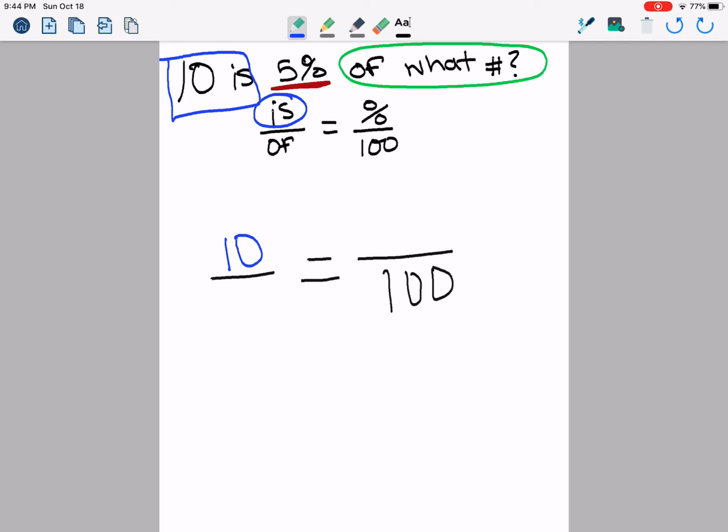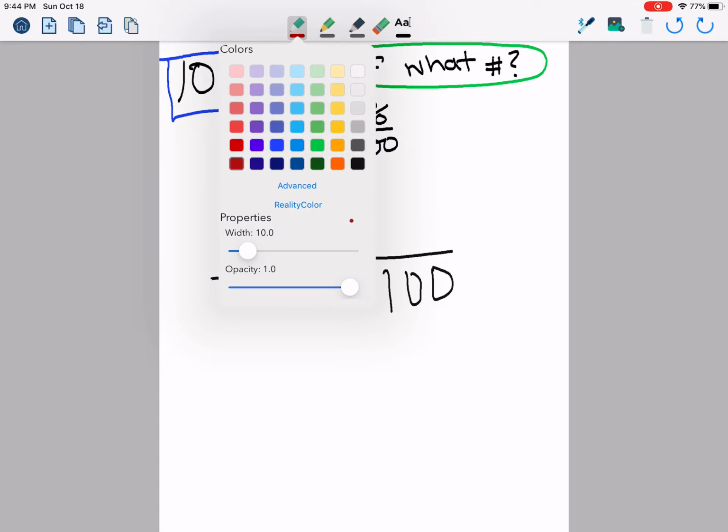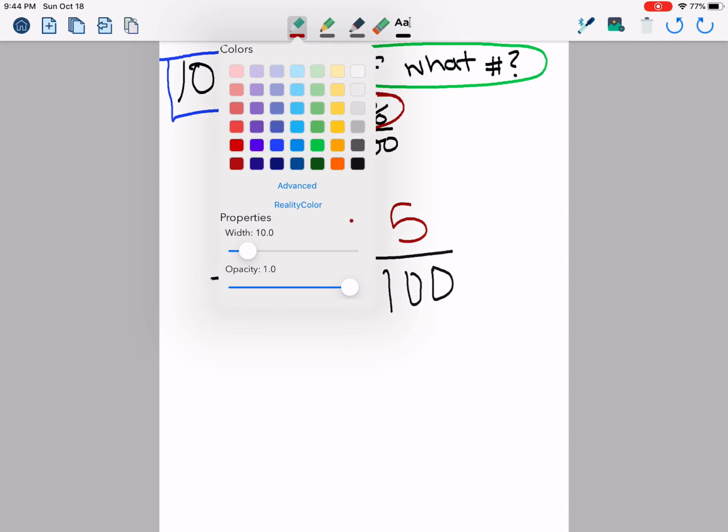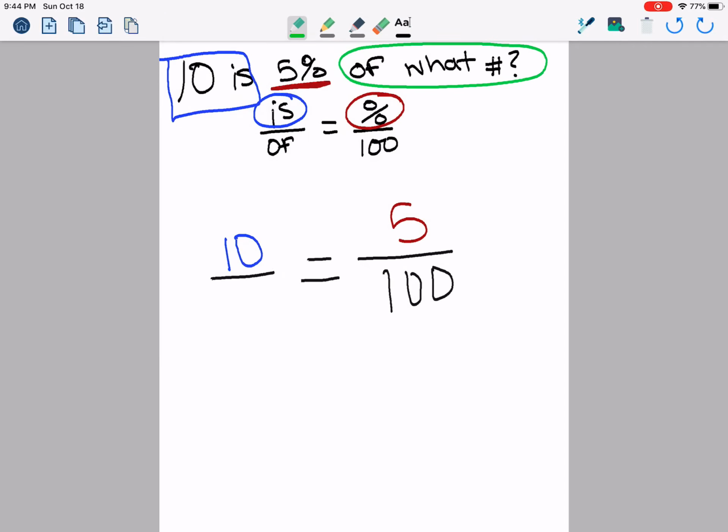Now I'm going to look at the next phrase, which is percent. Percent's always going to go over 100. So I see the percent here, so I'm going to put that over here. What percent is it? 5. Do not include your percent here. You don't have to because you're putting it over 100. So now I'm going to look at my of section. Of what number? I don't know what number it is, so I'm going to go ahead and put x. And I'm going to solve for x.